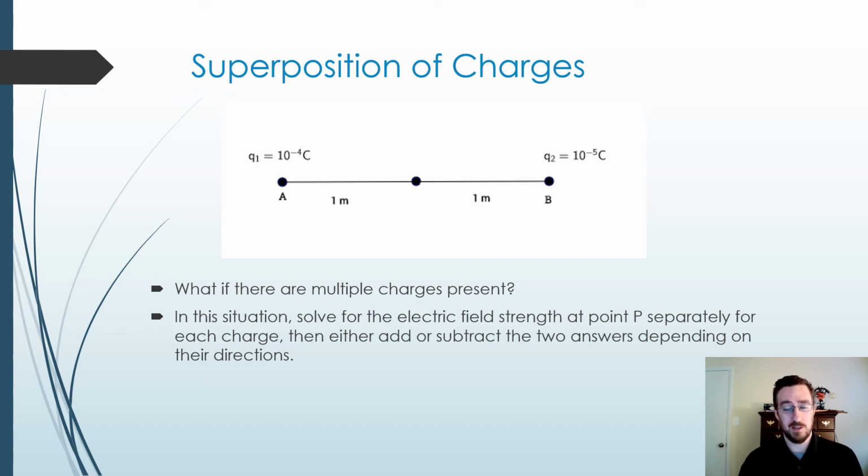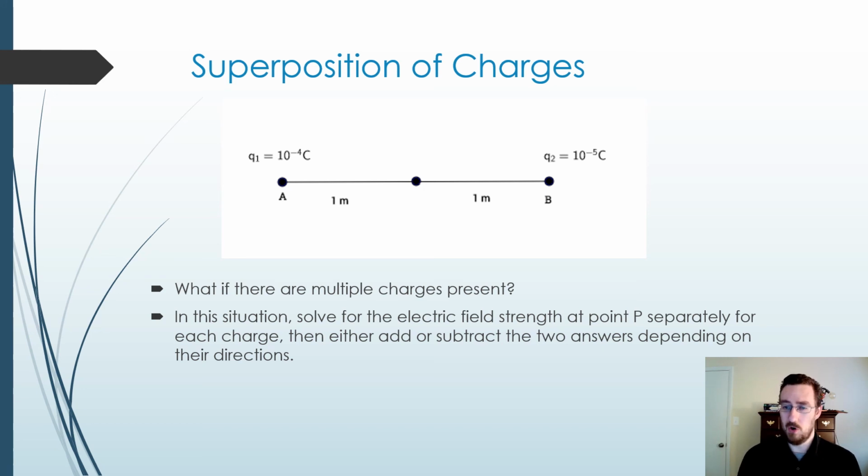So in a situation like this, you would solve for the electric field strength at whatever point the problem is talking about. Let's say this is point P right here. You'd solve for the electric field strength separately for each charge, at point A and the charge at point B, and then you determine whether you're going to add or subtract those two numbers depending on the directions of the electric field strength at that point P.